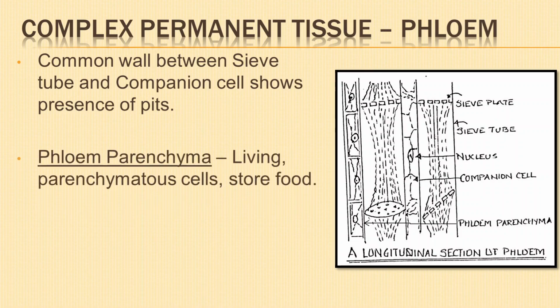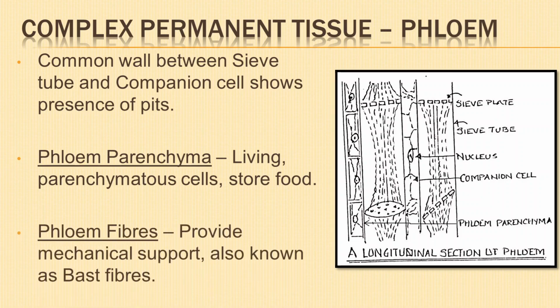Phloem parenchyma are living parenchymatous cells which store food. Phloem also contains phloem fibers which provide mechanical support. They are also known as bast fibers.